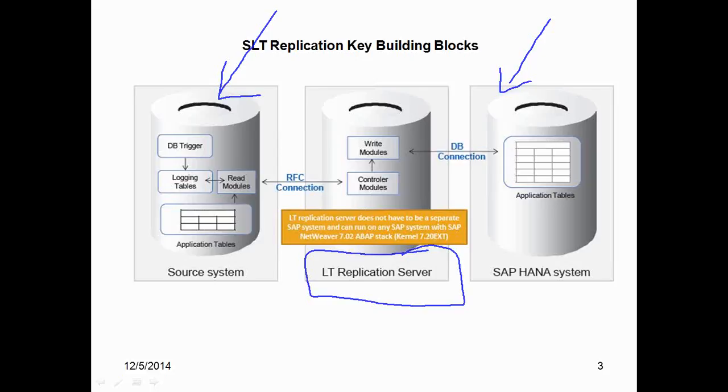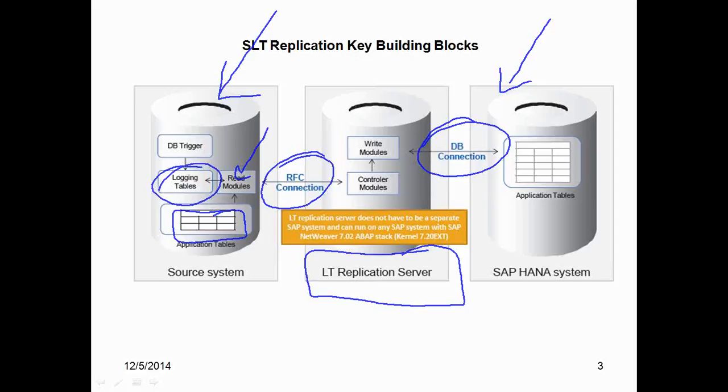Now, once the SLT replication server is installed with the appropriate DMIS packets, appropriate TDMS, appropriate other third-party software and host agents, then an RFC connection is built between the source and the replication server to be able to connect. And then a DB connection is created between that replication server and HANA so that both the source and target are connected, and then the ABAP programs will be able to read application tables. So you see here the read modules will read all of those application tables, master data tables and transactional tables, table by table, and also read from the log tables if we need to bring in deltas.